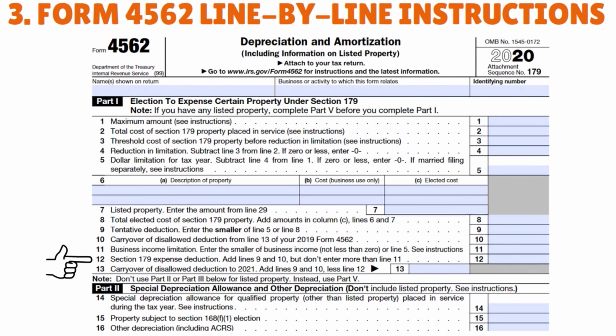And one thing I also want to say here is that for line 12, and this is important, the limitations on lines 5 and 11 apply to the taxpayer and not to each separate business or activity. Very important.